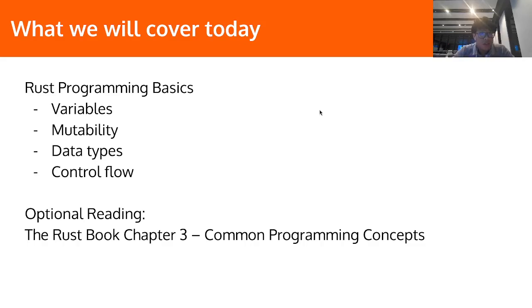So what we will cover today, we're going to cover some programming basics. Like we're going to learn how to declare variables. We're going to learn a little bit about mutability, which is a unique feature in Rust, and we'll go through some of the data types and also the control flow, such as your if statements and loops. A lot of this lecture today is based on chapter 3 of the Rust book, titled Common Programming Concepts. We have linked the book in the resources channel of the Discord, so feel free to check that out if you have difficulty following the lecture today.